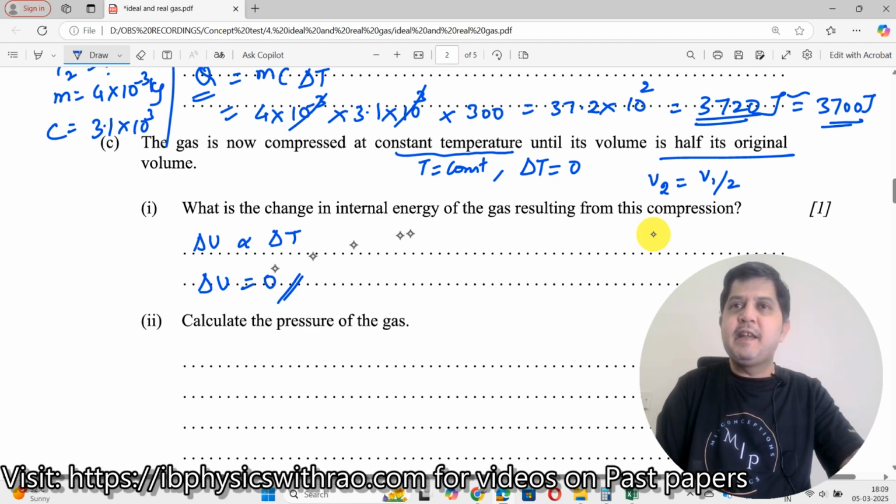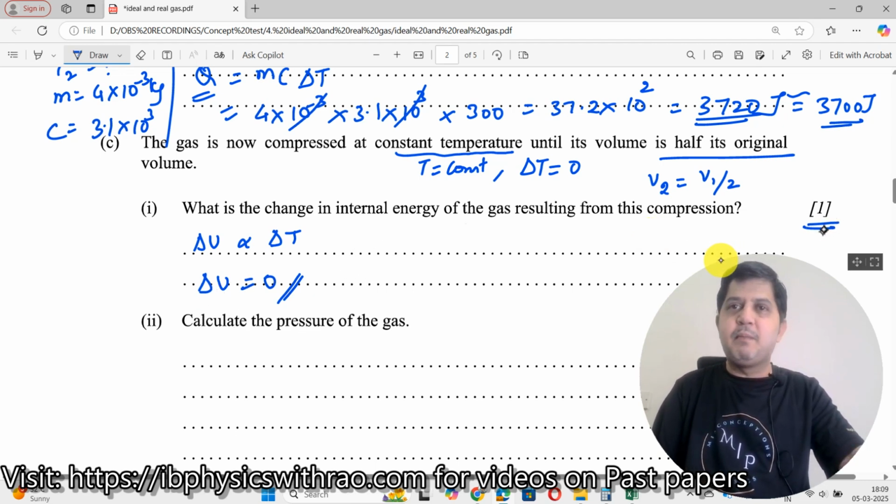I don't expect any calculations over here because it's already 1 mark. Okay, the moment you see this as 1 mark, you should remember there should not be much of any calculations. Somewhere some logical reasoning should be there. Okay, and that's what we have got here.